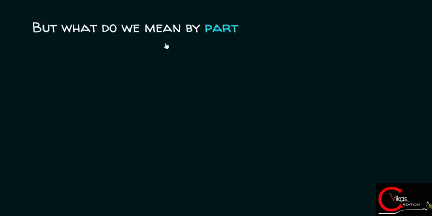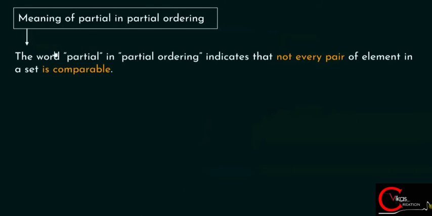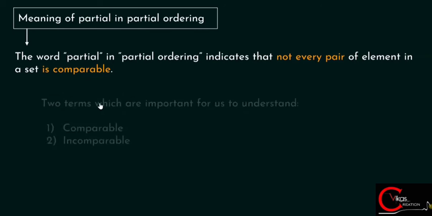But what do we mean by partial in partial ordering? What is the meaning of partial in partial ordering? We know what is the meaning of ordering, right? But what is the meaning of partial? Why are we saying partial ordering? Are there any partialities? The word partial in partial ordering indicates that not every pair of elements in a set is comparable. Okay, that is cool. But what is the meaning of comparable?